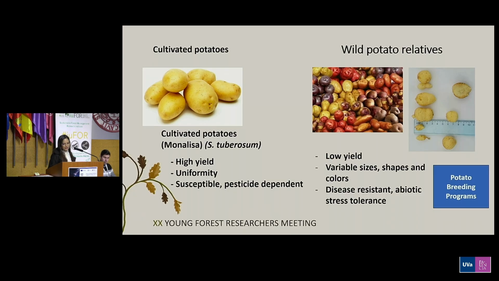On the other hand, the white potato relatives have low yield, and they have variable sizes, shapes, and colors, as you can see in the picture. For example, you can find dark, pink, a lot of colors and shapes of potatoes, and also they are very small. But the most important characteristic of the white potato relatives is that they are a big source of genes for disease resistance and also resistance to abiotic stresses like heat, drought, and freezing.